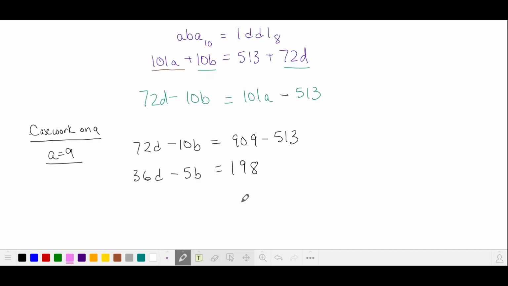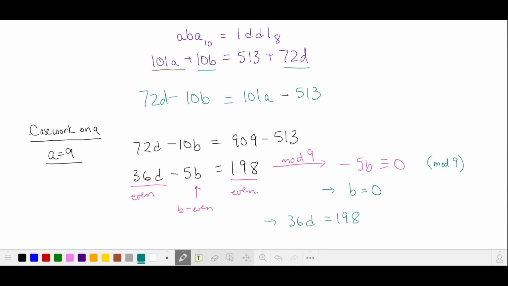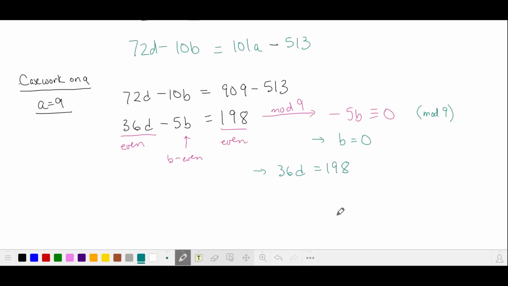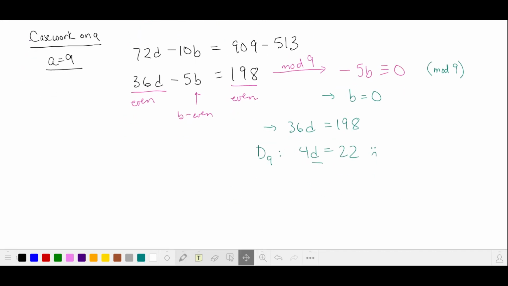Simplifying, we get this expression. B and D are positive integers. This first term is even, and our sum is even, which means that B is even. Let's further narrow it down by finding the mod 9 residual of both sides. This gives us B equals 0. When we substitute, we get 36D equals 198. Dividing by 9, we get 4D is equal to 22, which does not have an integer solution for D, so we can discard this. Let's go on to A equals 8.